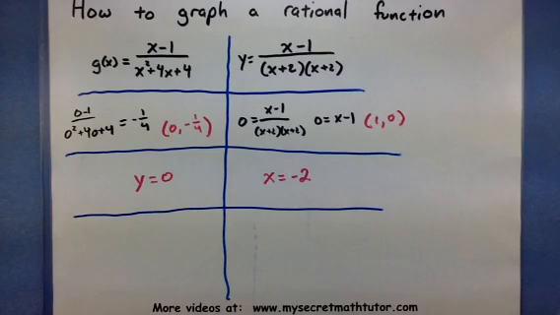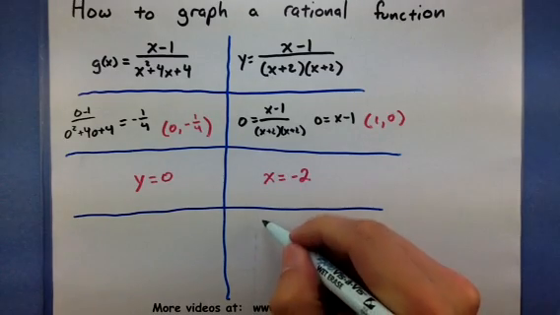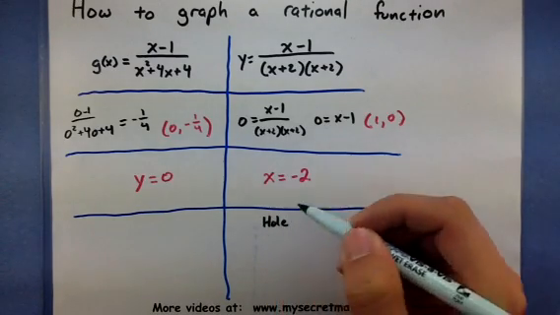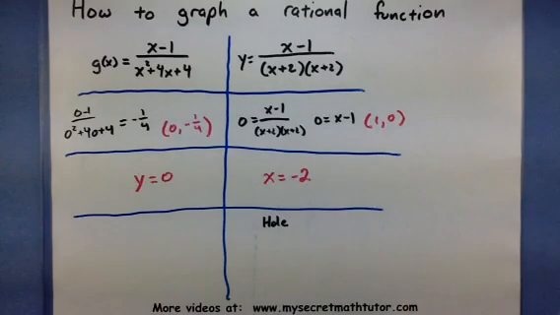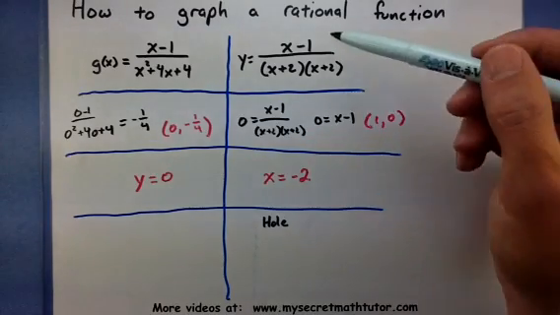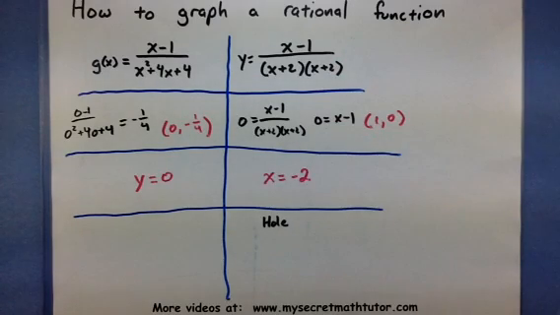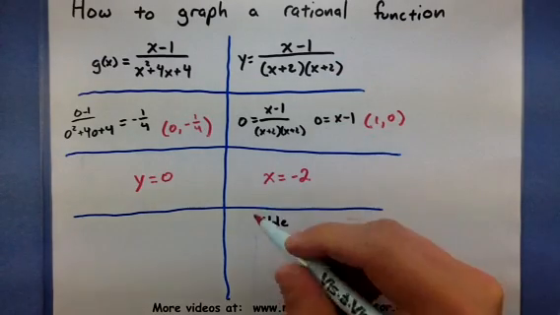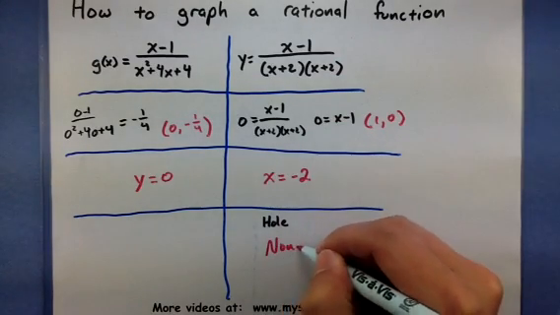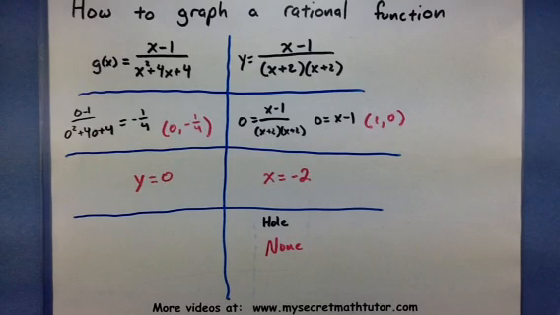Alright, let's see if we can find any holes. And these come from common factors in the top and in the bottom. Now as you can see, I have an x minus 1 up top and an x plus 2 in the bottom, so they don't really have anything in common, which fortunately for us means no holes. Now we might need some additional test points, but we won't really know until we actually get into the graphing part.